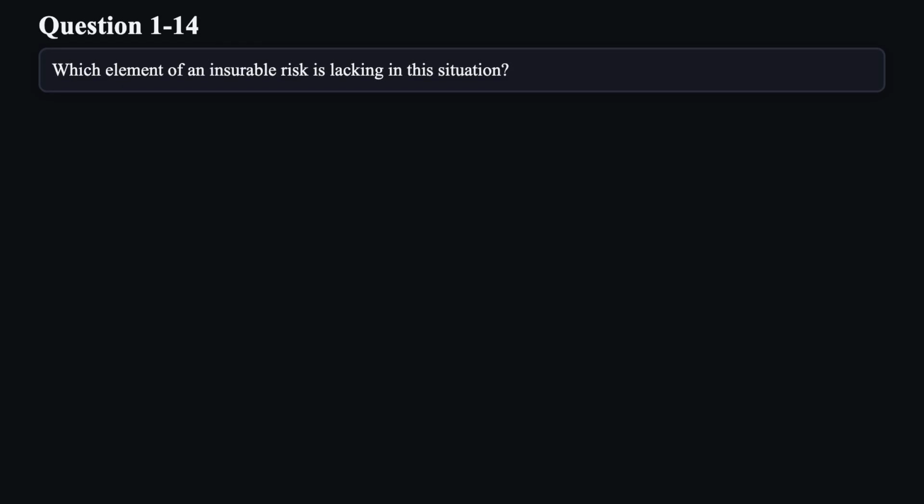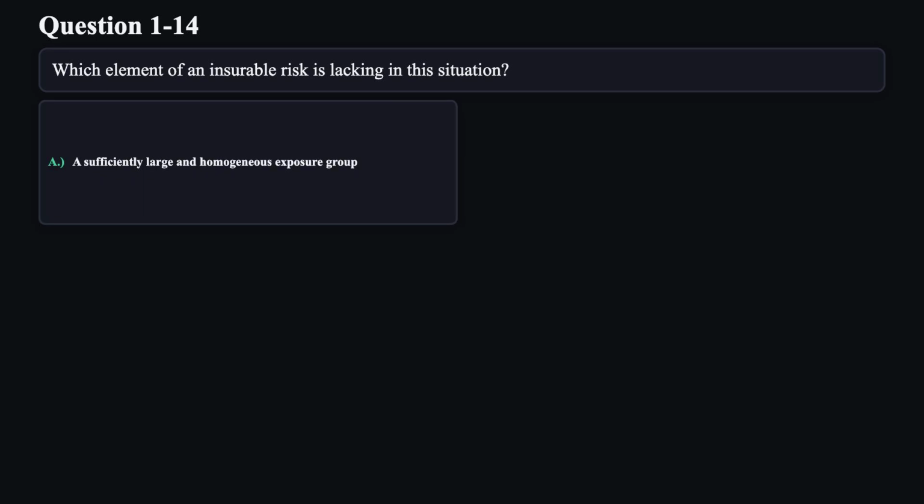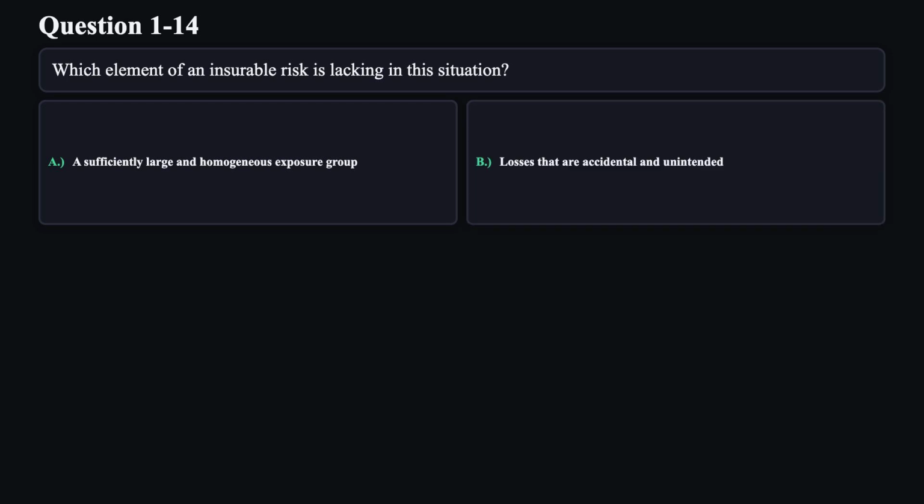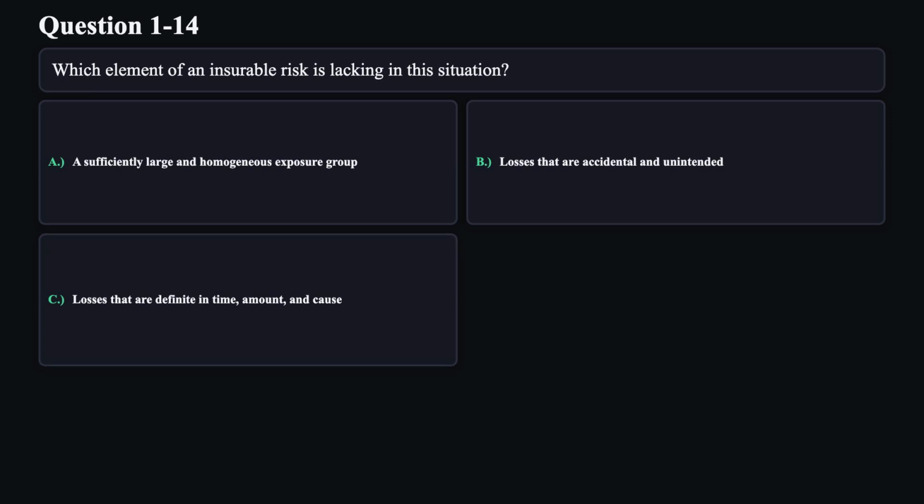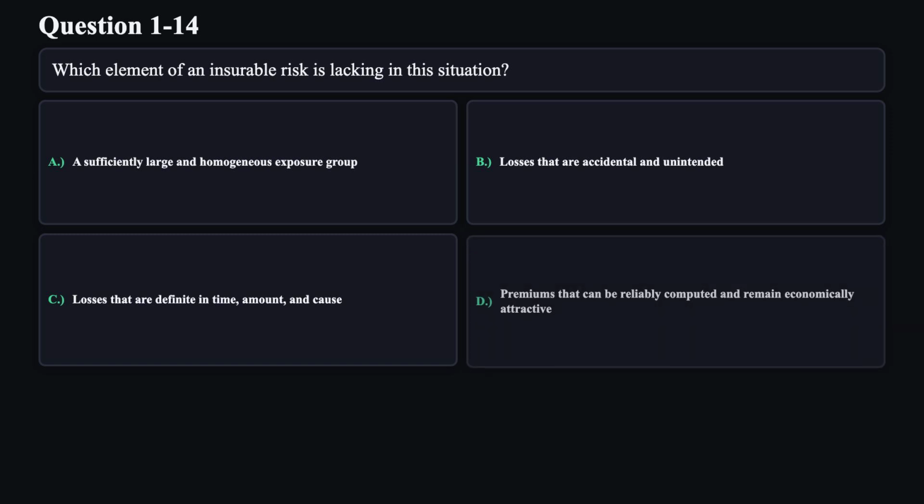Question 14. Which element of an insurable risk is lacking in this situation? A. A sufficiently large and homogeneous exposure group. B. Losses that are accidental and unintended. C. Losses that are definite in time, amount, and cause. D. Premiums that can be reliably computed and remain economically attractive.